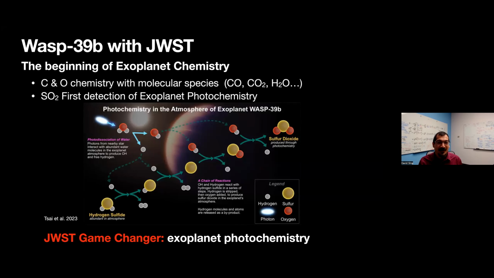And why was this so exciting? Because that little bump was SO2. And this was the beginning of photochemistry and chemistry in exoplanets. So this is the first detection of exoplanet photochemistry. Basically, water breaks up and goes through this big chain reaction to finally get sulfur dioxide. So we can actually do exoplanet photochemistry with these spectra.